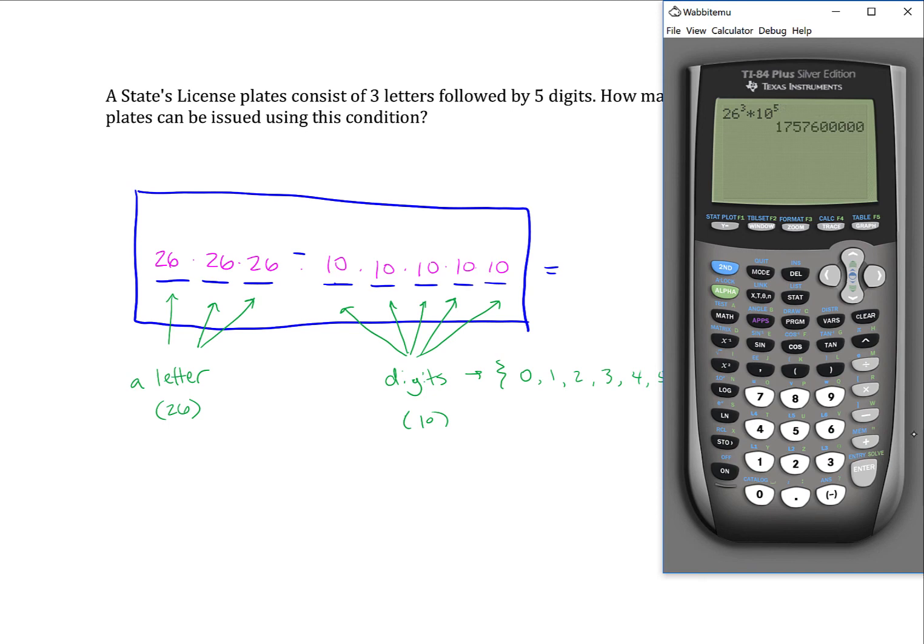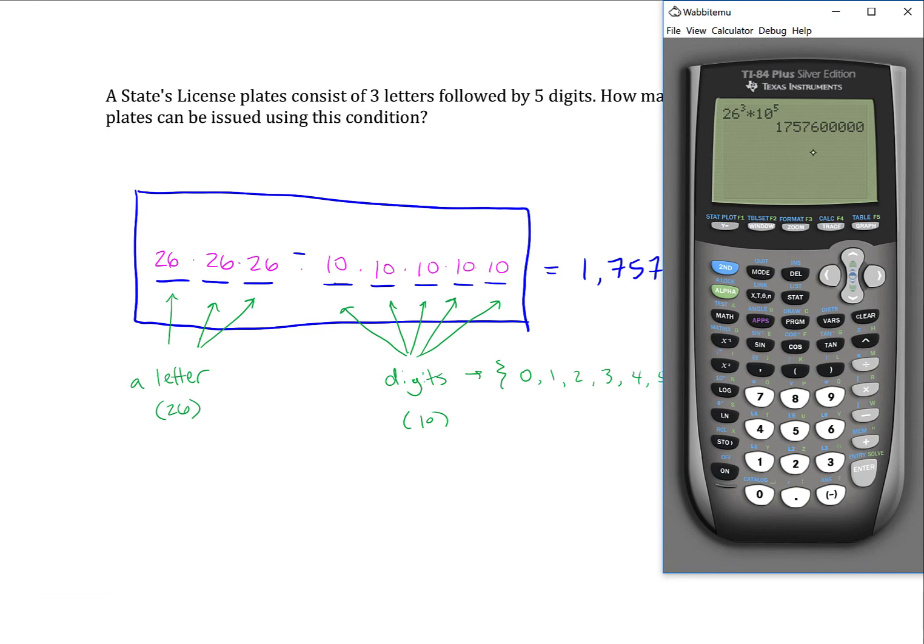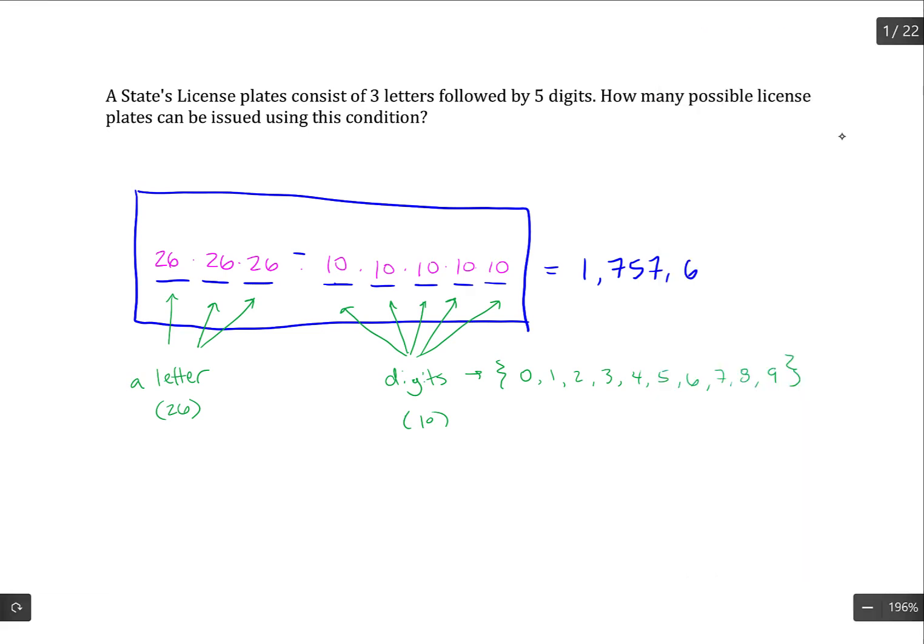And that's a fairly large amount, but let's see, I've got 17576 and 00000. So that's 1,757,600,000 possibilities.